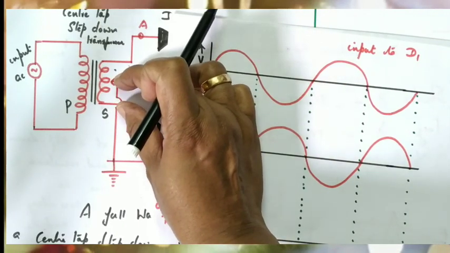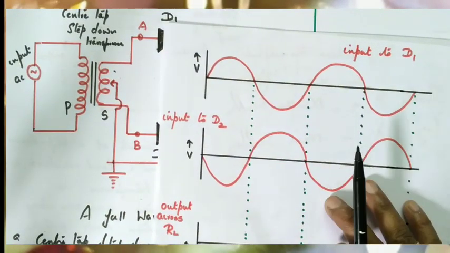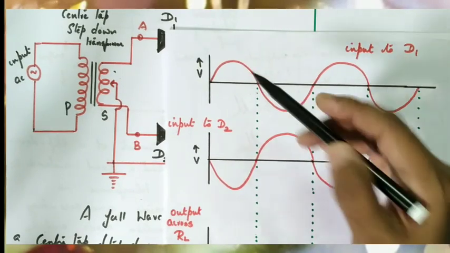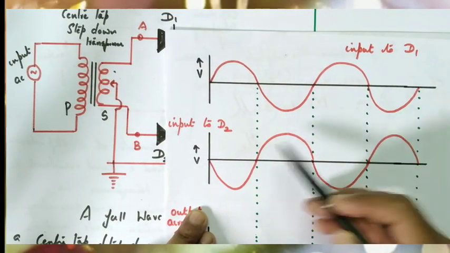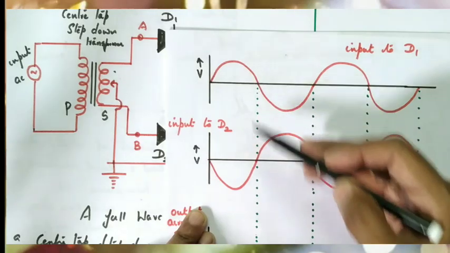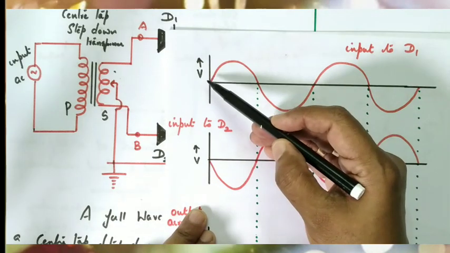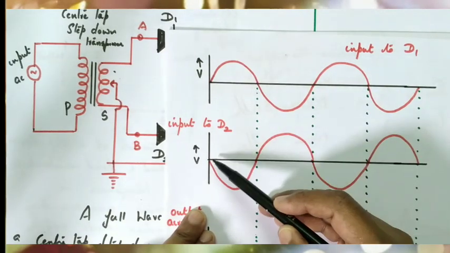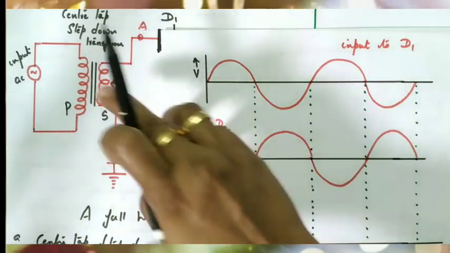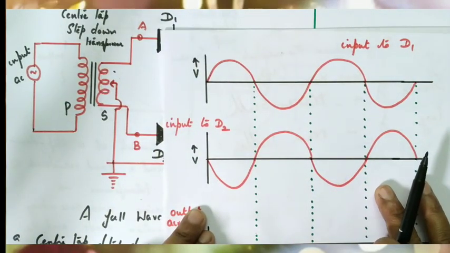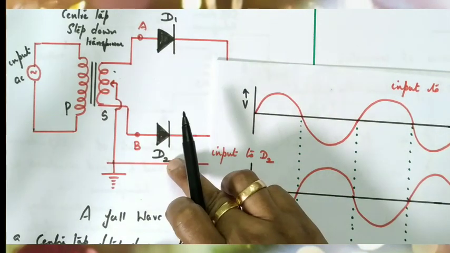One voltage is across the top and the center tap, and another voltage is across the center tap and the bottom. The center tap transformer divides the output voltage into two voltages which are always out of phase by 180 degrees. Both are out of phase by 180 degrees. Here one starts from 0, goes to maximum, and so on. The other starts from 0, goes to negative maximum, and so on. So these are the two dividing voltages from the secondary of the transformer. This voltage is given to diode D1 and this voltage is given to diode D2.